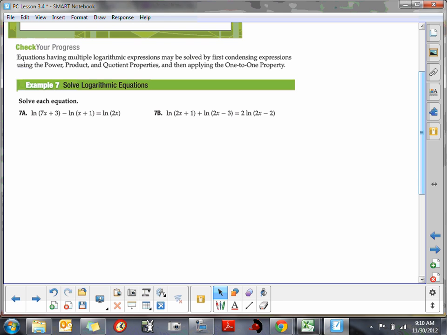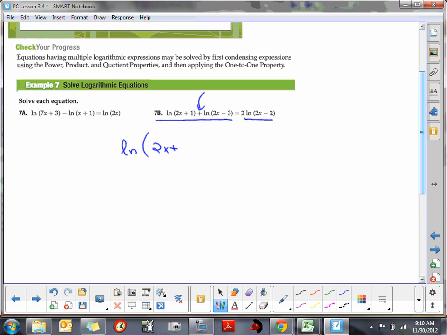Okay, second example of this. Again, my goal is to write this as one log statement rather than two. I'm going to utilize log properties to help us do that. So if we see the sum, we know that the sum is the log of the product, so it's going to be the natural log of 2x plus 1 times 2x minus 3 equals, and I'm going to use the power rule over here, it's going to be the natural log of 2x minus 2 squared.